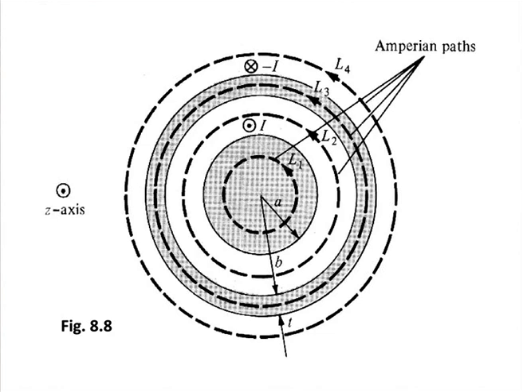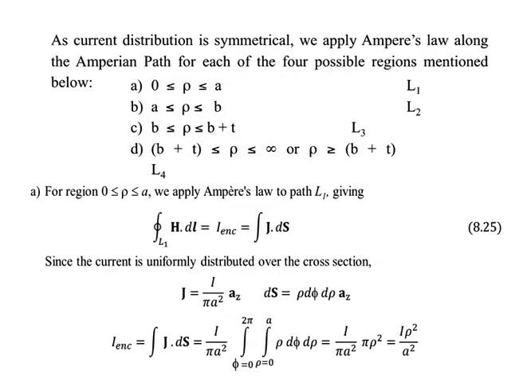As can be seen in figure 8.8, there are four regions. The first region is rho between 0 and a, the second region is where rho is between a and b, the third region is where rho is between b and b plus t, and the fourth region is where rho is greater than or equal to b plus t. The Amperian path for the first region is L1, for the second region L2, and similarly for the third and fourth regions L3 and L4 respectively. We are required to determine H in all these four regions.